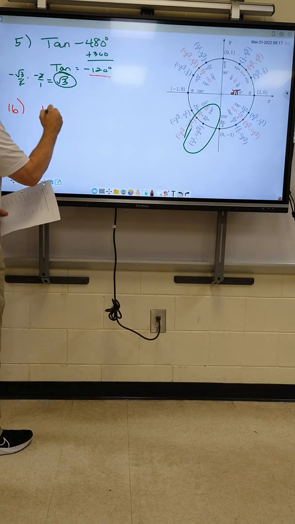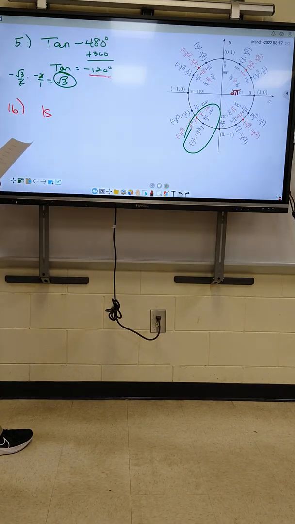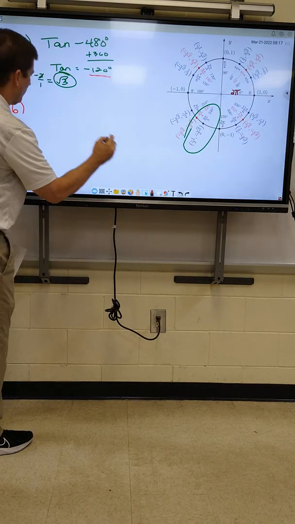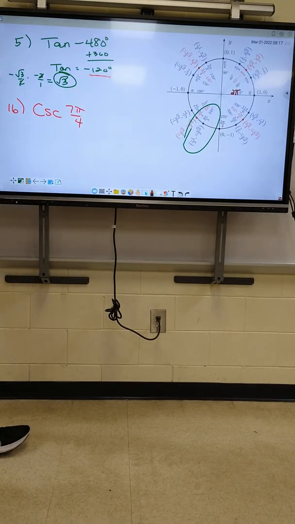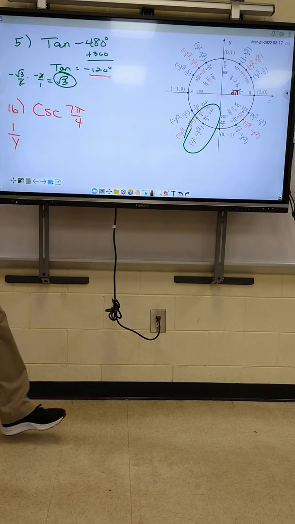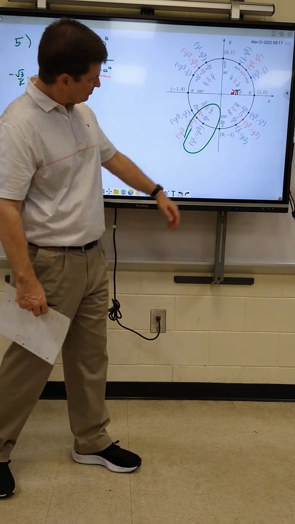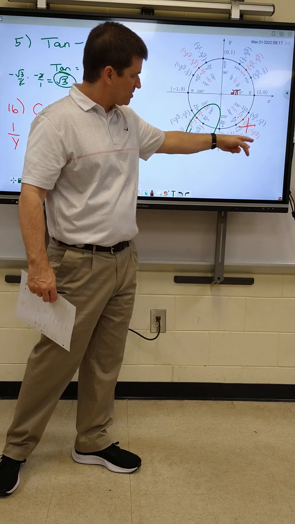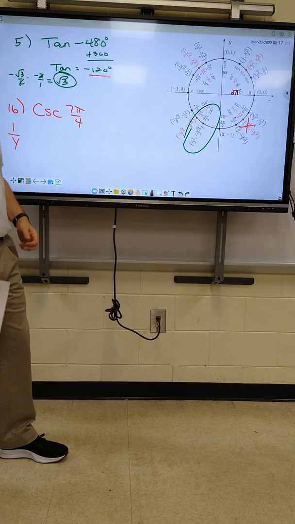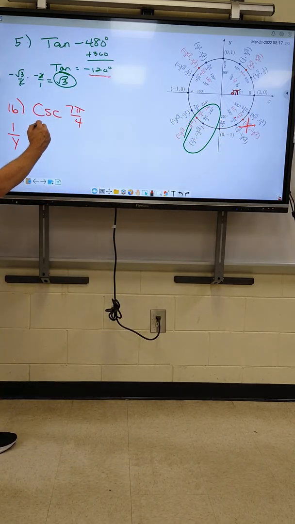All right, 16. Cosecant of 7 pi over 4. What makes this one harder is the new formula. The formula for cosecant is 1 over y. 7 pi over 4 is right here. We only use the y, guys. You don't even use the x on this one. They're only asking for you to put the y on the bottom. So it's going to look like this.